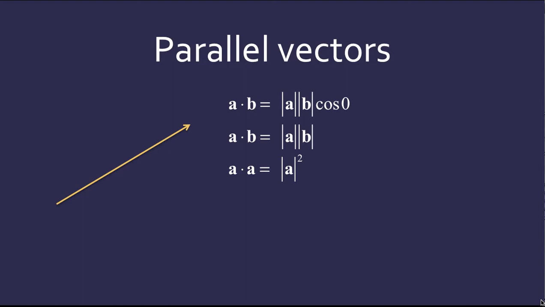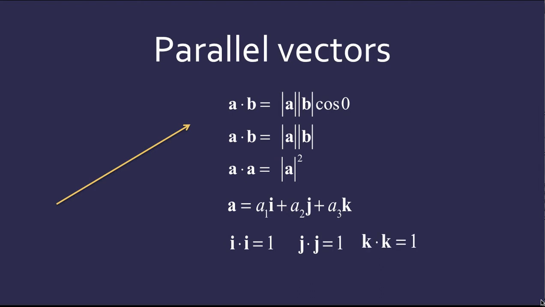This too has consequences for our Cartesian unit vectors, since i dot i will be 1, j dot j will be 1, and k dot k will be 1.